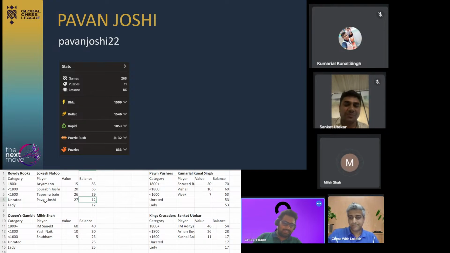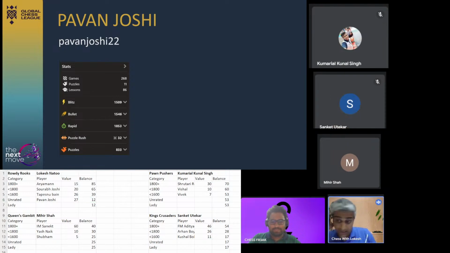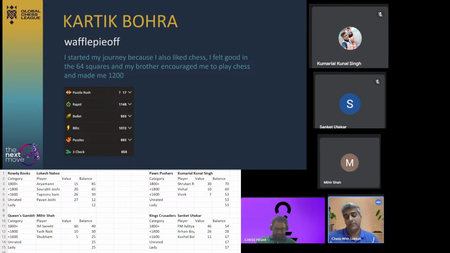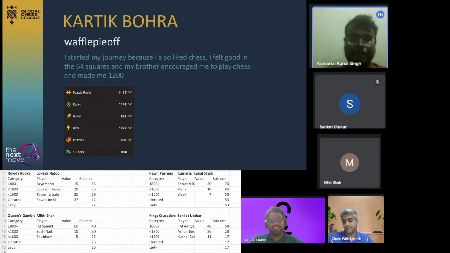Now coming to the last player, Karthik Bora. Even though he has beaten me in Champions Tour quarterfinals, I've spent a lot of wealth to buy him. Karthik Bora, guys. The last player. Do we see any bid for Karthik Bora? Well, I don't see any bids. Karthik Bora going unsold once. Karthik Bora going unsold twice.